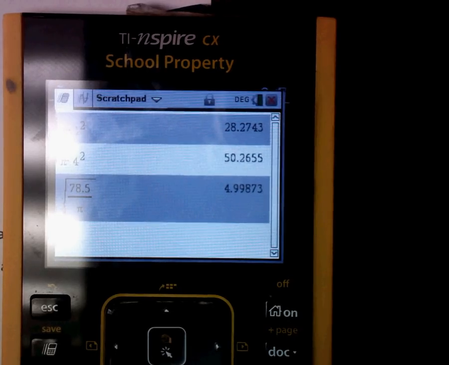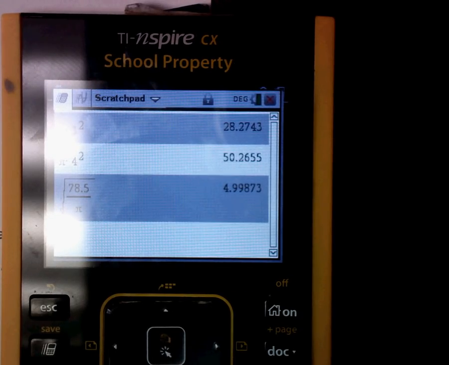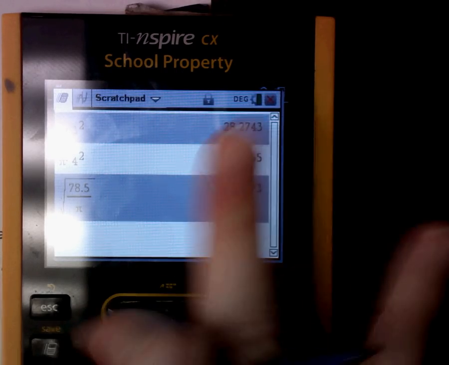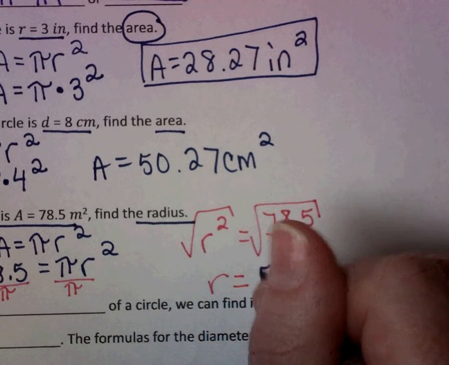And then we don't have to worry about rounding. So, wow, this is 4.9987. Let's round that to the nearest whole number. So the radius is about 5 meters.